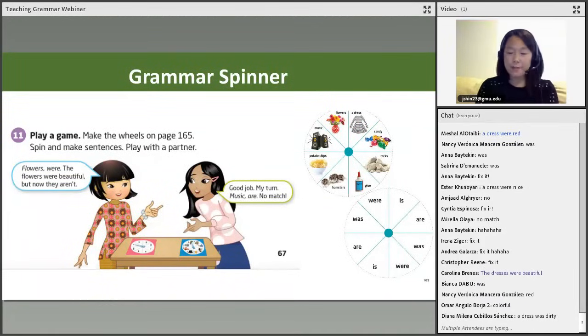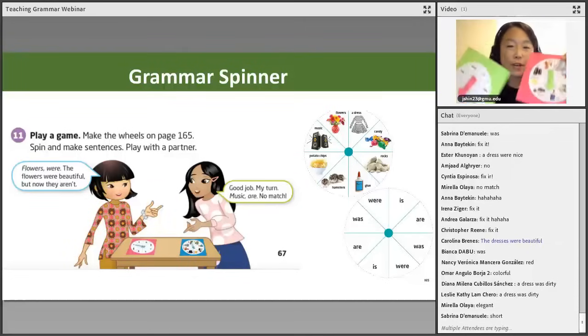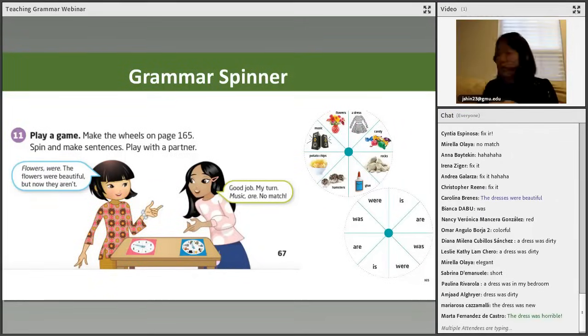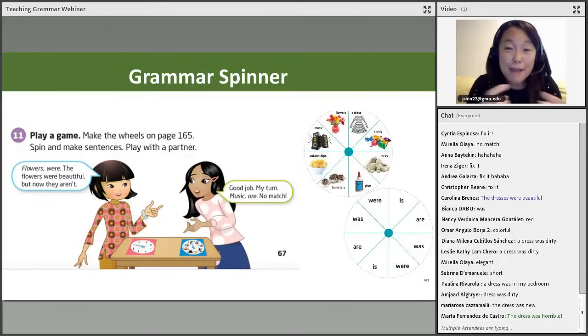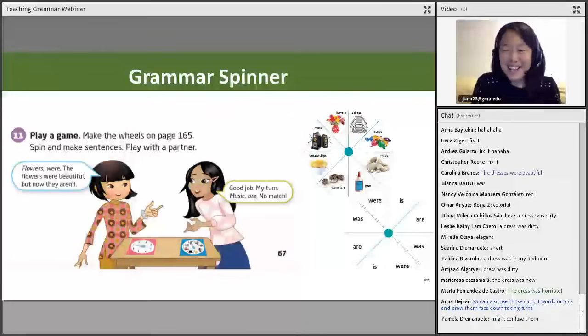Beautiful. Okay, very good. So spinners, you could put different pictures, you can put different words. The whole point is that you try to combine them to make a game so that students can predict what sentence they're going to make, and it'll help them to practice using the grammar correctly.